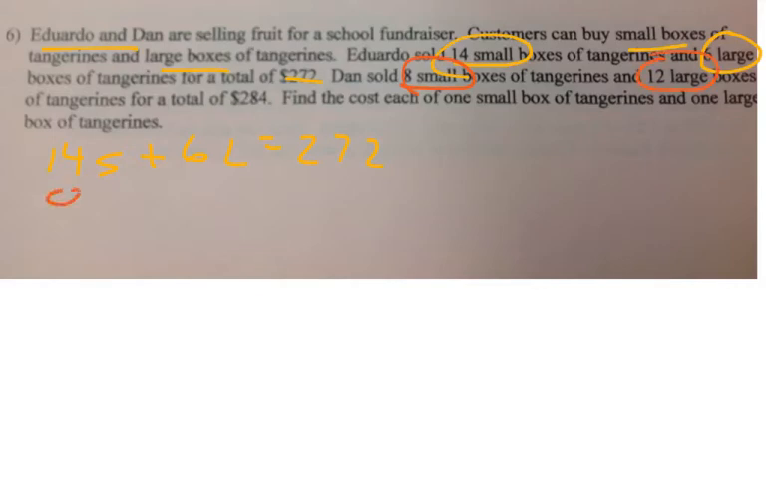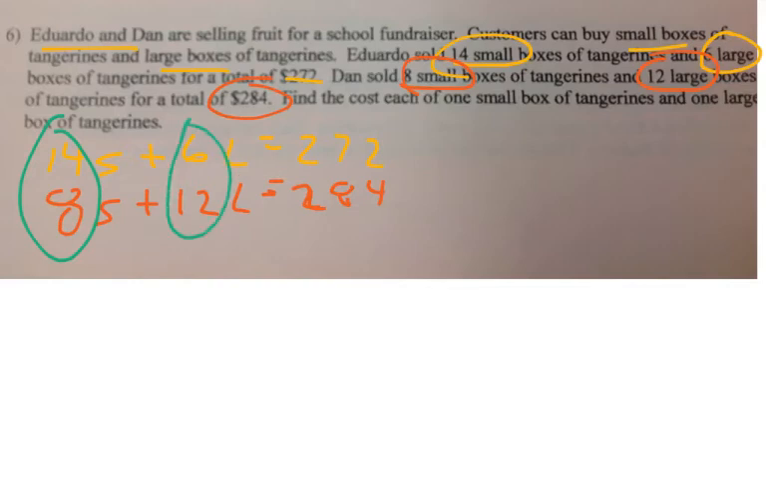All right, let's get that down. 8S, S again for small, plus 12L, L for large, equals $284. So whatever our answer is, guys, it's going to be in dollars. Now, if we look at our problem here, we have a 14 and 8 that don't match up. We have a 6 and 12 that don't match up. But 6 and 12 are easier to match up because all I have to do is 6 times 2. So that's what I'm going to do.